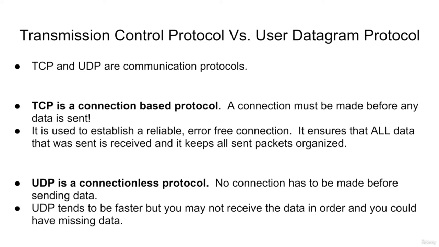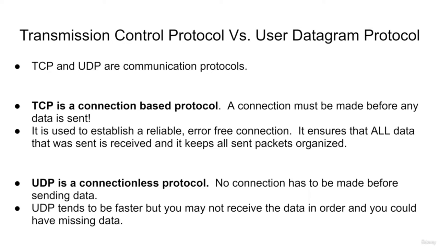UDP, on the other hand, is what's known as a connectionless protocol. So no connection has to be made before sending data, right? In my netstat output, we didn't see anything about connection status. UDP tends to be faster because no connection is required, but you may not receive the data in the order that you sent it, and you could actually have missing data.